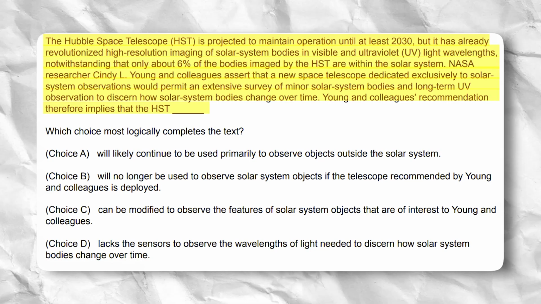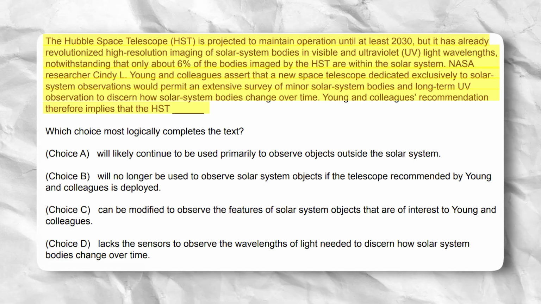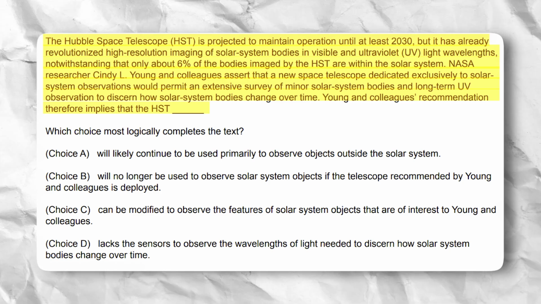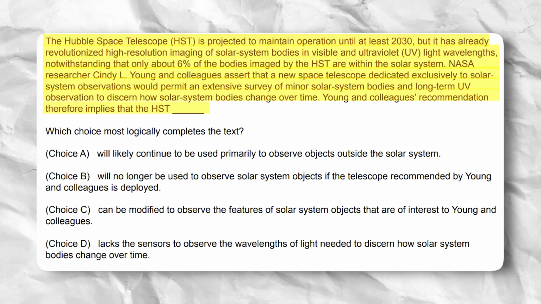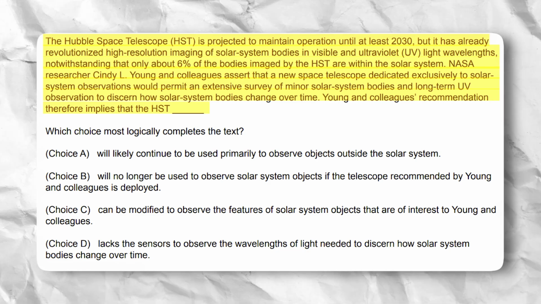So now the main idea is that we want a replacement. We don't necessarily want the replacement. We want a new thing, a new telescope for the smaller objects. Okay? That line, Cindy L. Young and colleagues assert that the new space telescope dedicated exclusively to solar system observation would permit an extensive survey of the minor solar system bodies and long UV observation to discern how solar system bodies change over time. So we need something new which will be specific for finding the small things in space.